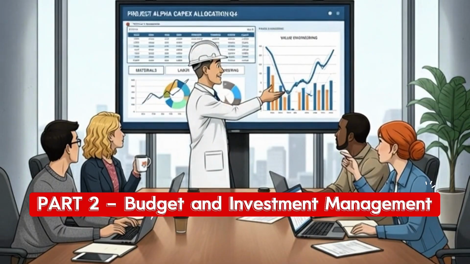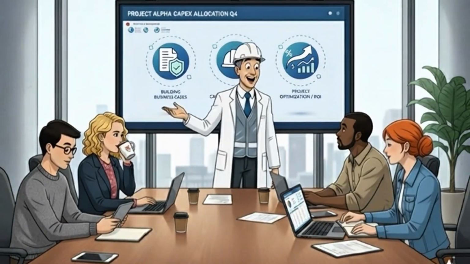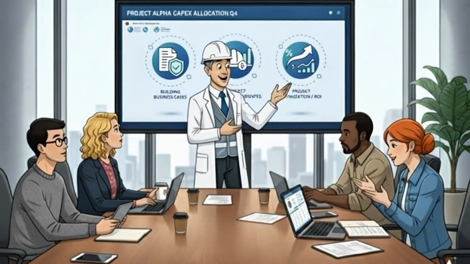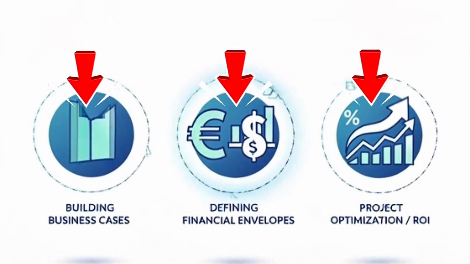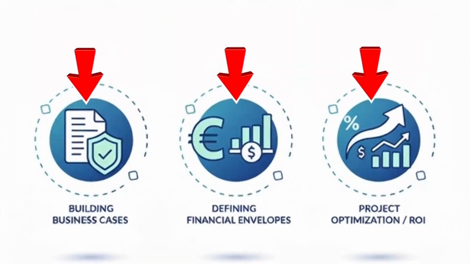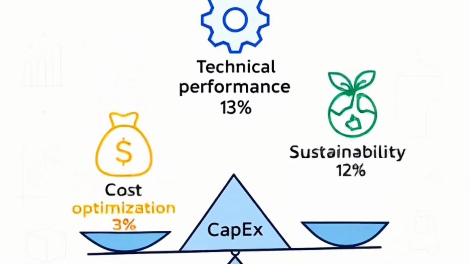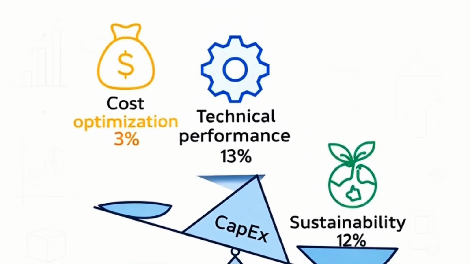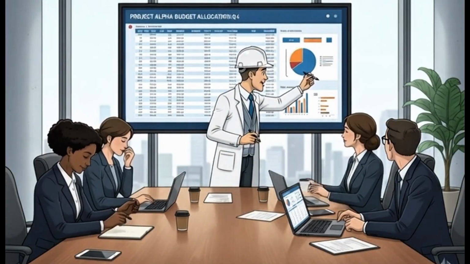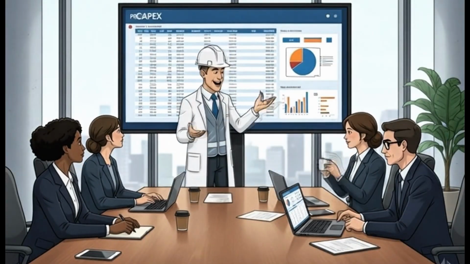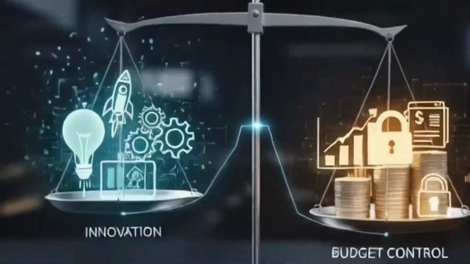A key aspect of the role is managing the capital expenditure, CAPEX budget. The global technical leader oversees packaging investments, building business cases, defining financial envelopes, and prioritizing projects according to their return on investment. Each installation must strike a balance between technical performance, cost optimization, and sustainability. They closely monitor expenses, supplier quotations, and project profitability, ensuring a healthy balance between innovation and budget control.